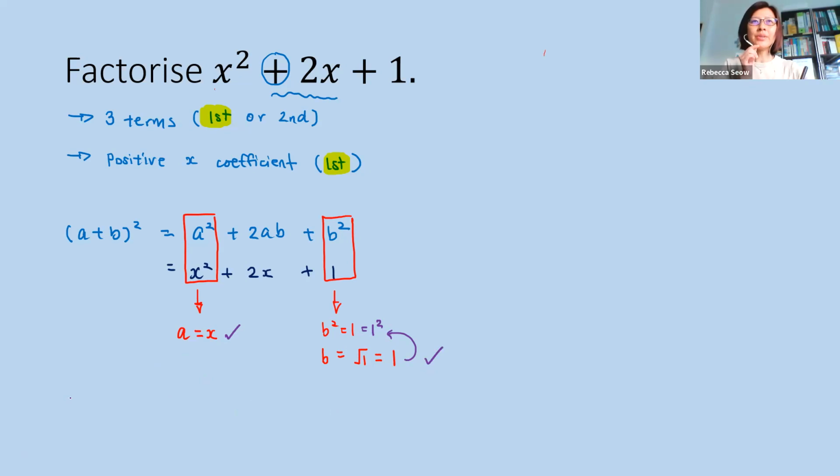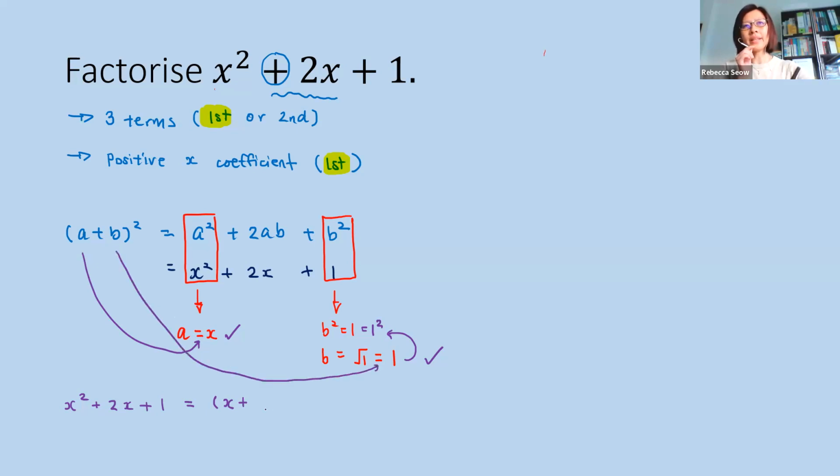So from here, we know the value of a, we know the value of b. So therefore, we could say that x squared plus 2x plus 1 is equal to, instead of a plus b squared, I'm going to replace a with x. Then the next one would be a plus, and I'm going to replace now b with 1. So x plus 1, whole thing squared.